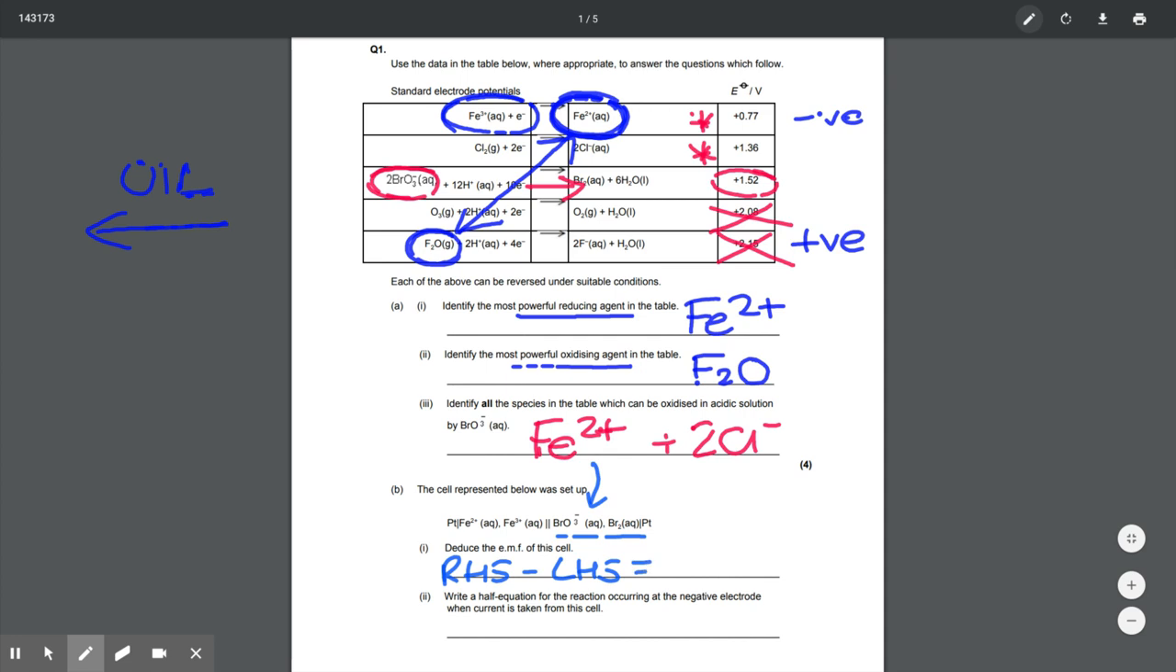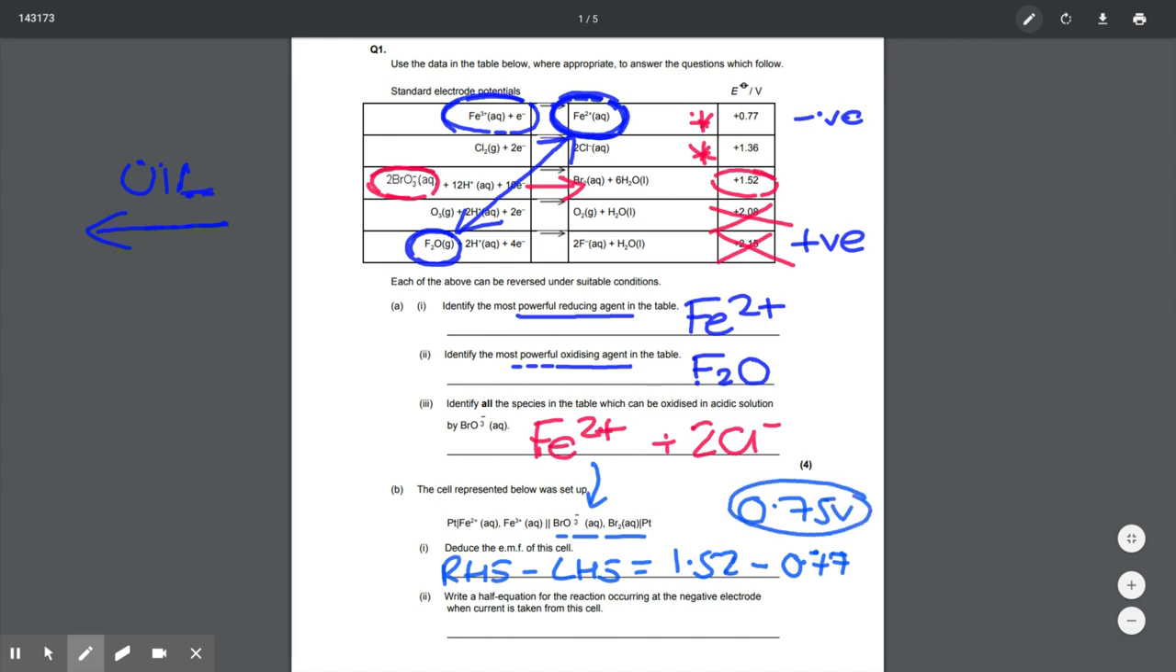When we do that, we don't change the values of the voltage. So the right-hand side has a voltage of 1.52. The left-hand side has a voltage of 0.77. The minus sign in that equation changes the sign for you. Don't change the sign of the voltage of the couple and then subtract it, you're counteracting what you've already done. So the EMF of that cell is 1.52 minus 0.77, so 0.75 as a voltage.